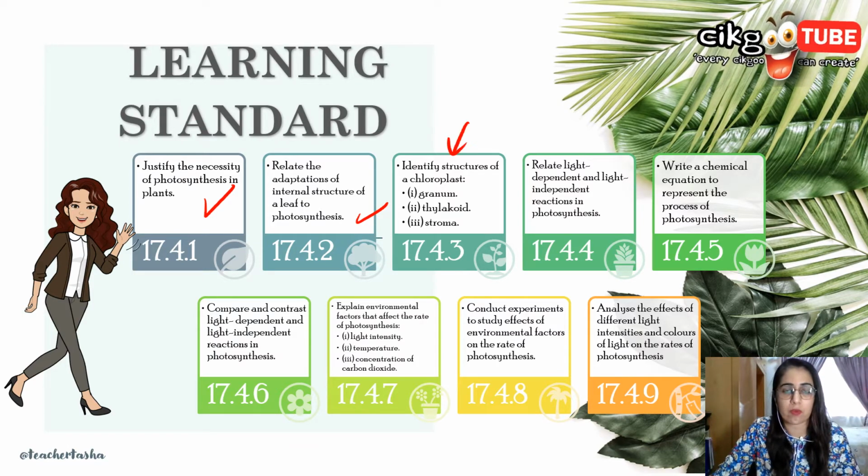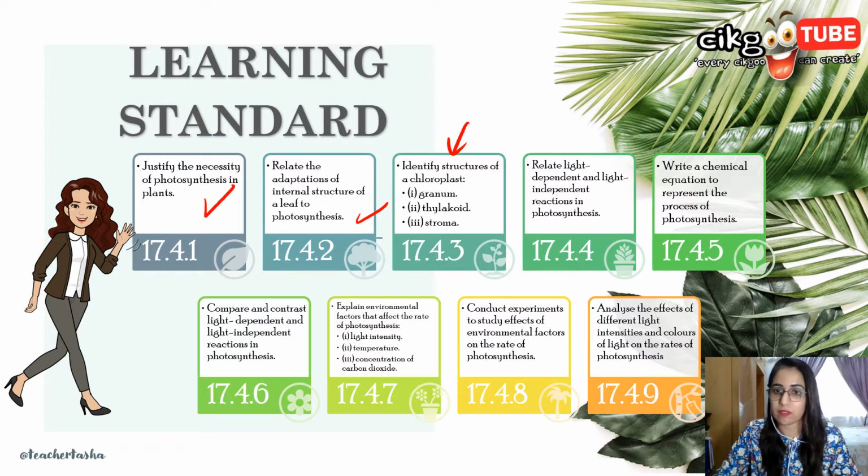Then we are going to identify the structure of the chloroplast. You have learned the chloroplast in Form 4. You know what chloroplasts look like, but what is in the chloroplast? You are going to learn that here. We have the granum, thylakoid, and stroma.